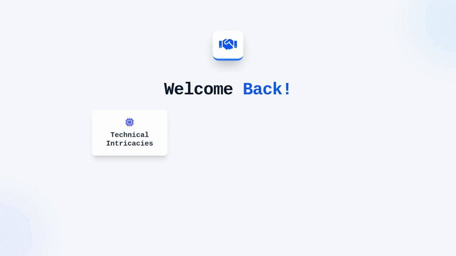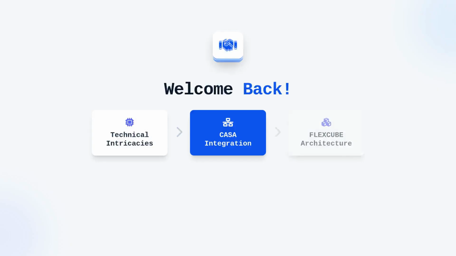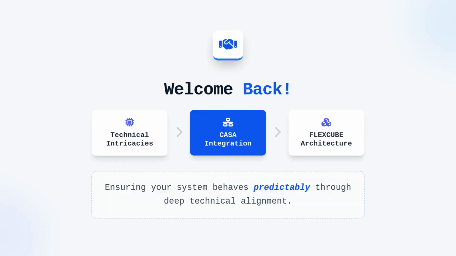Welcome back. In this session, we will examine the technical intricacies of CASA integration within the FLEXCUBE architecture to ensure your system behaves predictably.